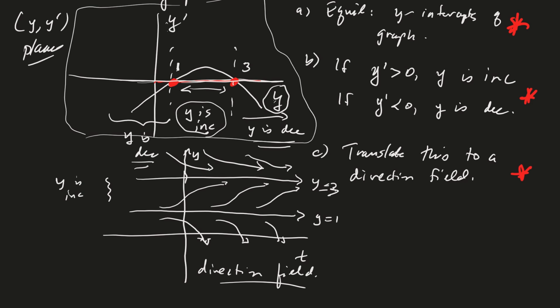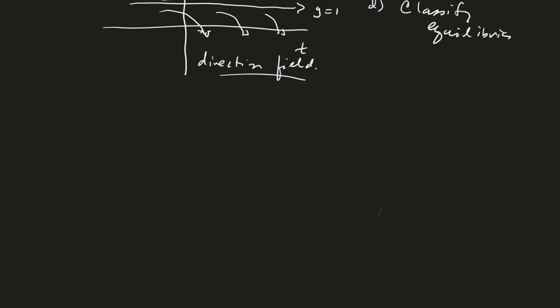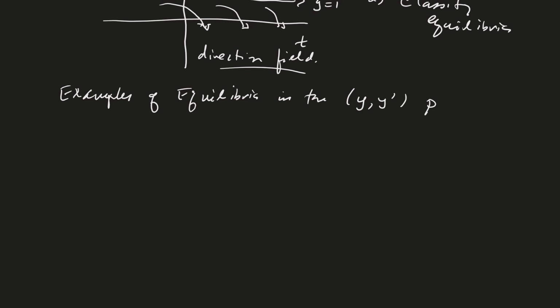Okay, so the next piece is that we're going to go back to this graph, the top graph here, and we're going to try to classify equilibria. Okay, so let's see how we're going to do that. I'm going to draw a new picture, get out of this one here, and so some examples of equilibria in the y prime plane.